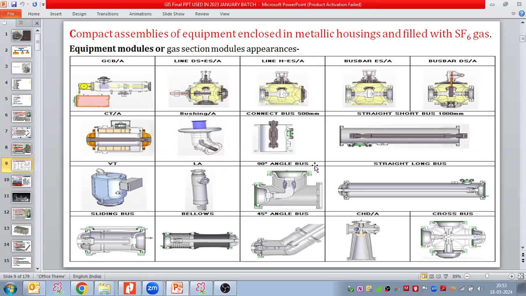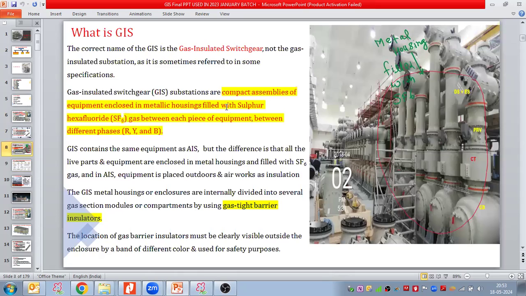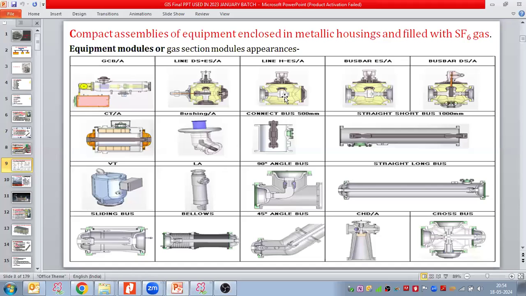So this is the example I'm giving that GIS is a compact assembly of equipment placed in a metallic housing. Am I clear with this sentence? The GIS is a compact assembly of equipment enclosed in a metal housing filled with gas. You can see here this is the compact assembly of all the equipment that we are using. And in that assembly, we are filling the gas as well, the SF6 gas.